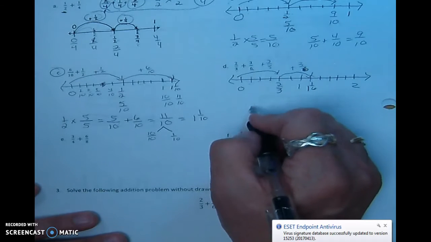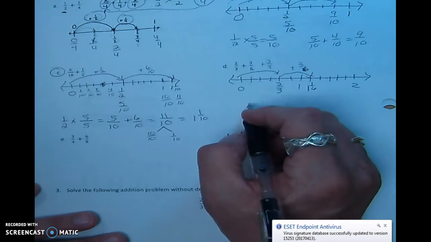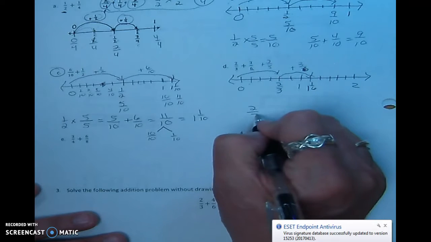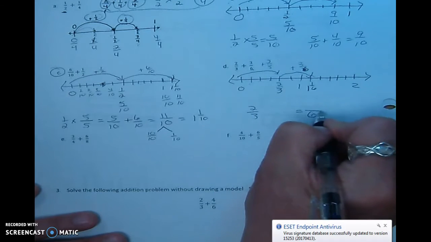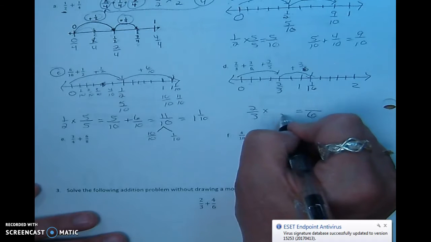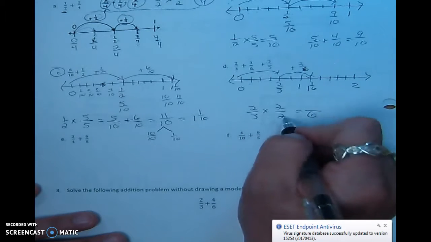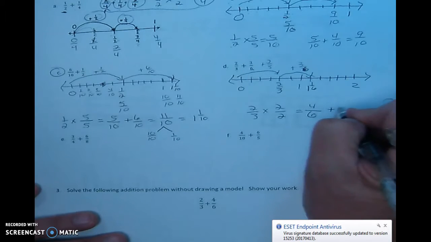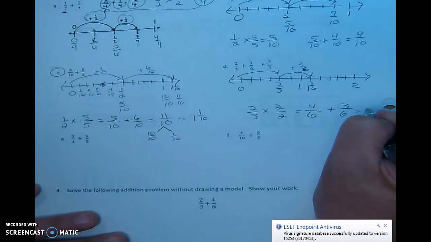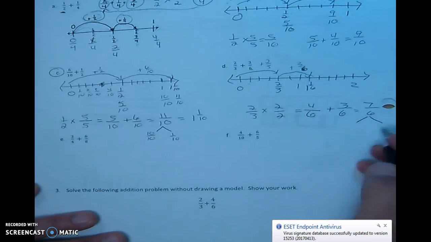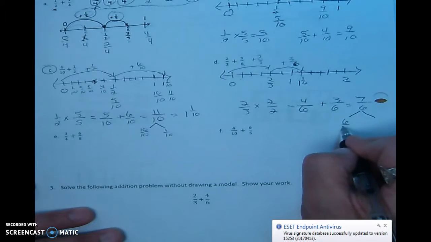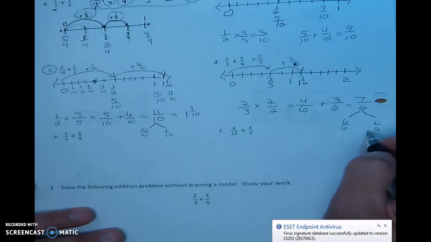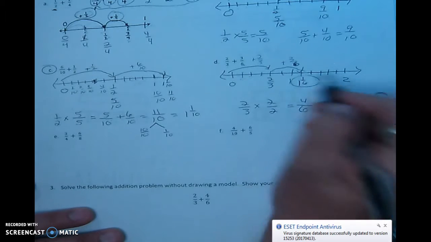If we do it numerically, we have 2/3. We need to make that into something that ends in a 6. 3 times 2 over 2. 3 times 2 is 6. 2 times 2 is 4. If I take 4/6, I add 3/6 to it, I get 7/6. If I take that and make it into a mixed number, I will have 6 over 6 and 1 over 6, which will be 1 1/6. Same thing as I got here.